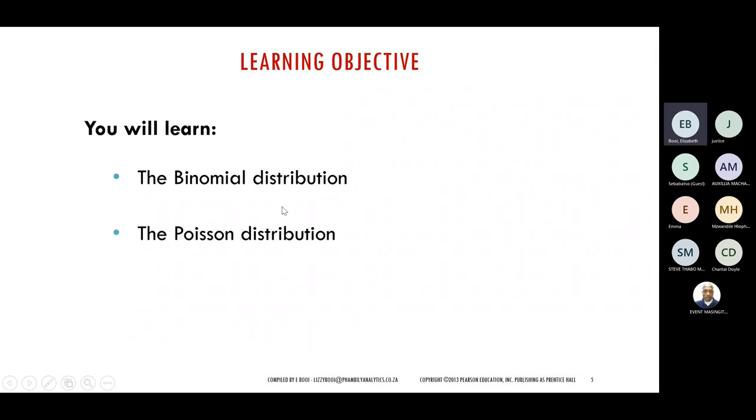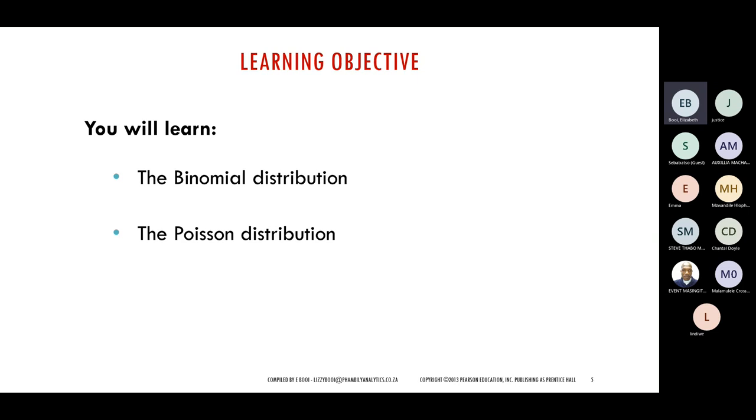By the end of the session, you should be able to learn the basic skills in terms of answering questions relating to binomial distributions and Poisson distribution. Like I said, we're going to be using two tables. You need to know how to read those tables, because it will save you time. But not only know how to read the tables, but also how to take the formula and calculate what is required.